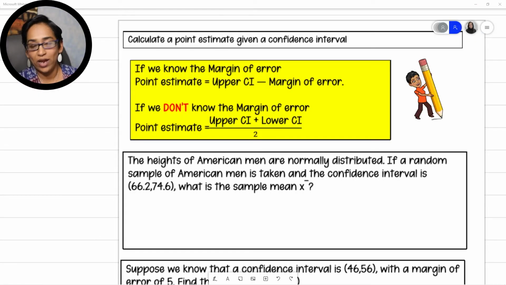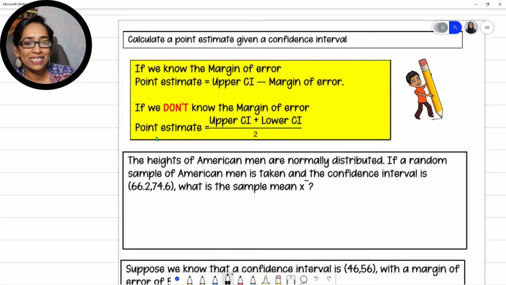Okay? All right, now let's take a look at the next objective, that is calculating a point estimate given a confidence interval. Again, it's the same formula. Make sure you please write these formulas down. So going back to what we did before, they're asking us for the point estimate. Keep in mind, point estimate is nothing but your sample mean. So let's go back to the same example that we did.